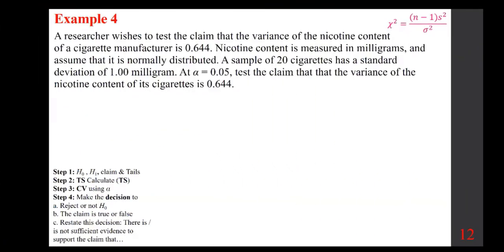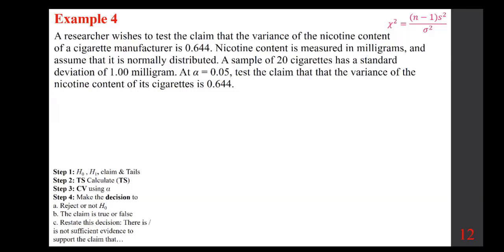A researcher wishes to test the claim that the variance of the nicotine content of a cigarette manufacturer is 0.644. Nicotine content is measured in milligrams and assume that it is normally distributed. A sample of 20 cigarettes has a standard deviation of 1 milligram. At alpha equal to 0.05, test the claim that the variance of the nicotine content of its cigarettes is 0.644.